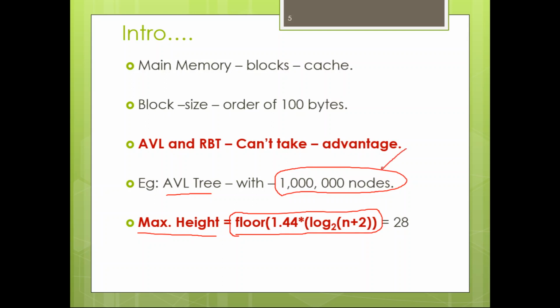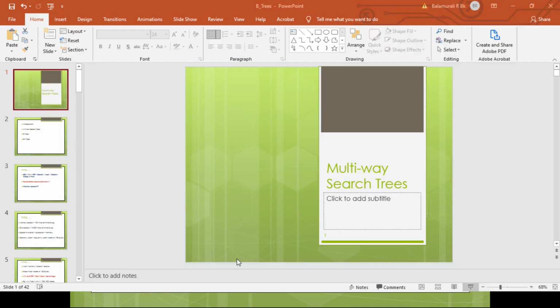Probably the value given will be very high, something like this. If the AVL tree contains this many nodes, then what can be its maximum height? You just plug into this formula. It is the floor of 1.44 times log base 2 of n plus 2. Now I'll show you how to calculate this in a Windows calculator.